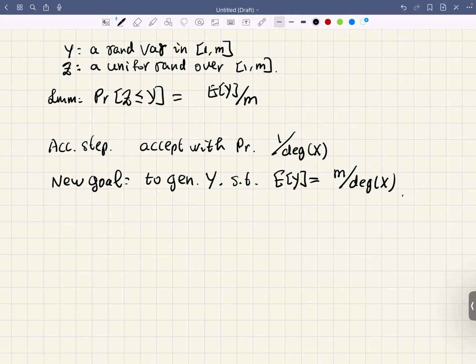How? Well, all you do is generate a uniform random variable, and then you compare whether the z is less than or equal to this one.